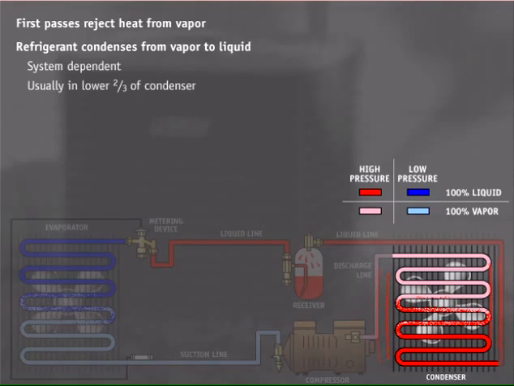Condensing is system dependent and usually takes place in the lower two-thirds of the condenser. Once the refrigerant is 100% liquid, further rejection of heat starts to lower the liquid temperature to the evaporator temperature. This is an important process because it will reduce flash loss in the evaporator, so more of the vaporization of the liquid in the evaporator can be used for useful refrigeration or air conditioning.